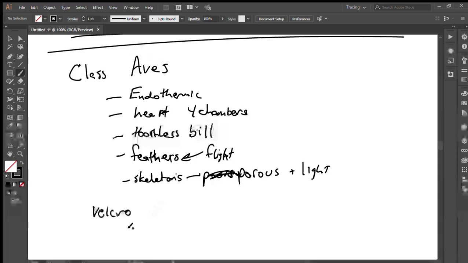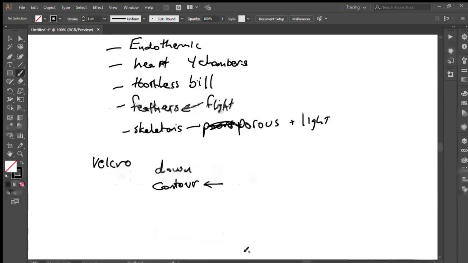Two types of feathers. Down. Down is strictly insulation. No hooks and barbels to keep together. And then contour. Contour feathers have a reason. Guess why they call them contour feathers? Contour feathers hold a shape.